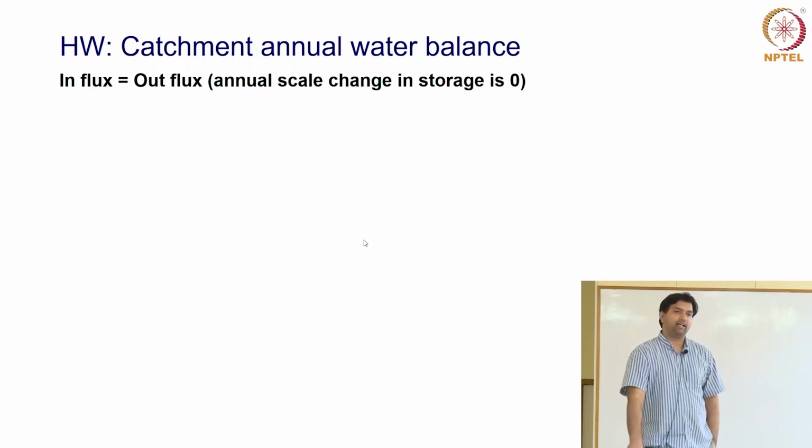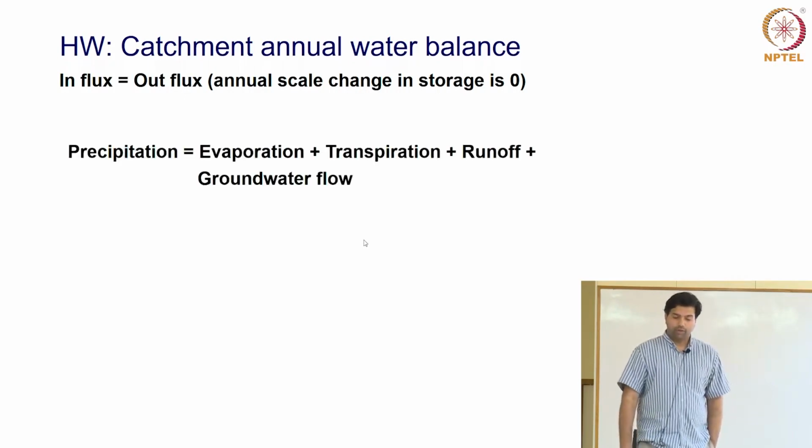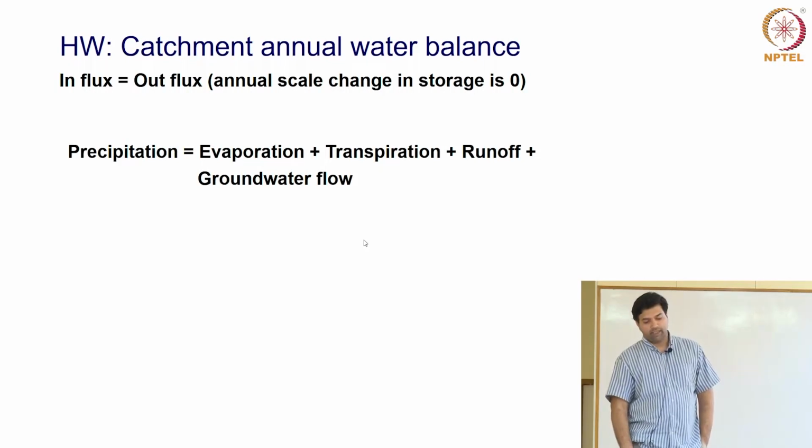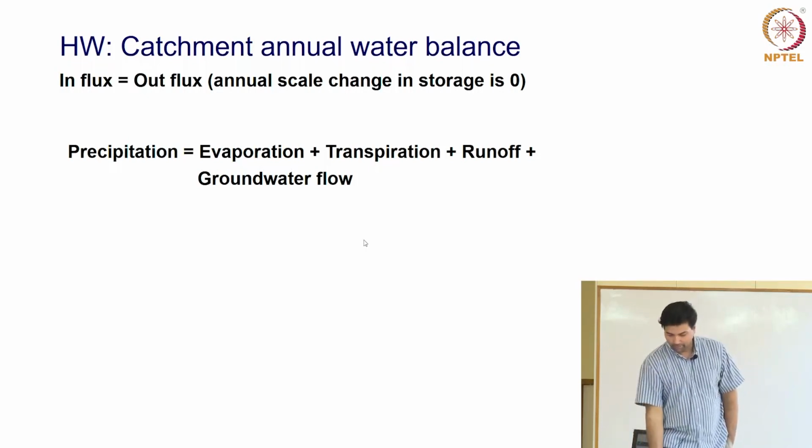So, at an annual scale, let us say there is no rate of change of storage. Okay. So, if you talk about your fluxes, your influx is precipitation, your outfluxes are evaporation and transpiration. Evaporation is surface evaporation, transpiration is coming out through the plants, and your surface runoff, which is liquid water that is flowing on the surface, and your groundwater flow that goes deeper.